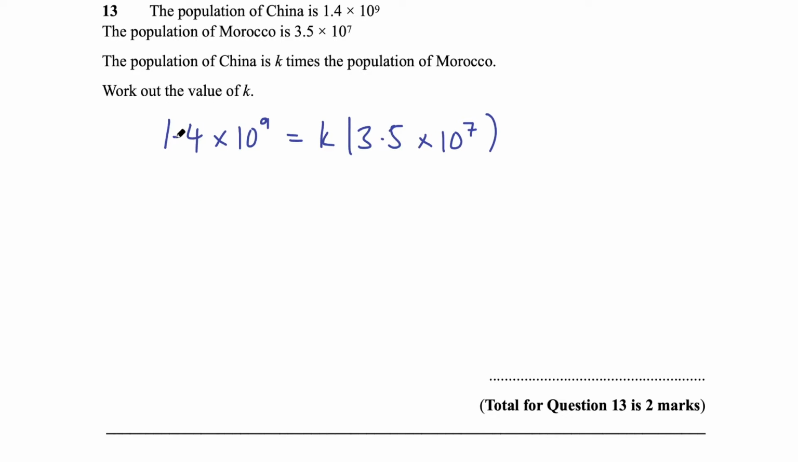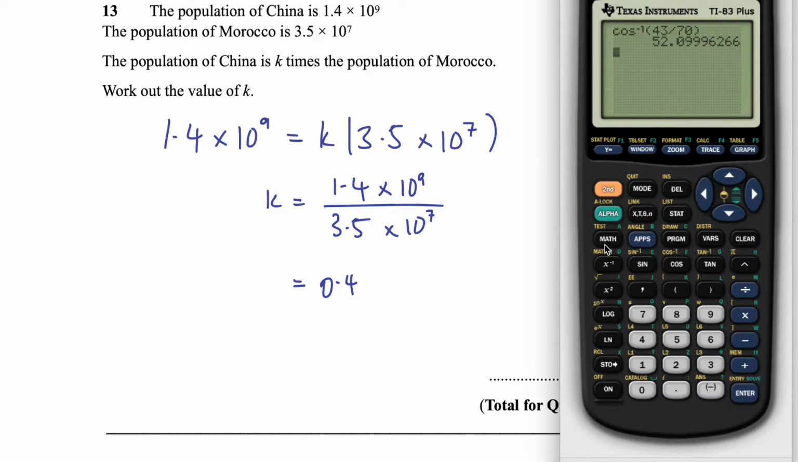Okay, to work out k, we want to divide 1.4 times 10 to the 9 by this. So k is going to equal, well, write that out again, divided by 3.5 times 10 to the 7. Now looking at these numbers, you can separate it into 1.4 divided by 3.5 and 10 to the power 9 divided by 10 to the power 7. So this part here, think of this as 14 over 35. They're both multiples of 7. So if you divided them both by 7, you'd have 2 over 5. 2 over 5 is the same as 0.4. So that's going to be 0.4.